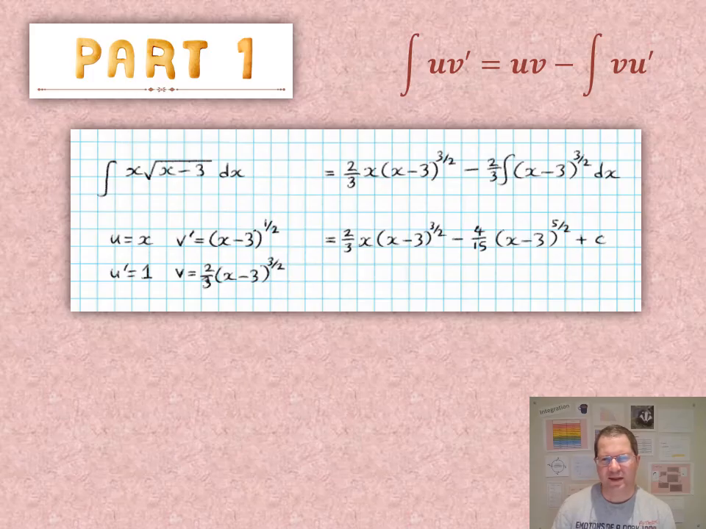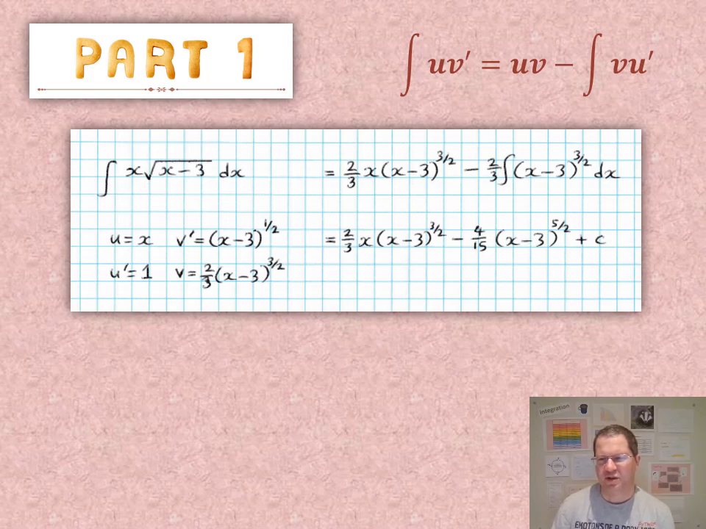Substituting into the formula, uv is x times 2/3 of x minus 3 to the power of 3 over 2, which we would normally write with the fraction at the front, the 2/3, then the x on its own, and then the x minus 3 to the power 3 over 2. Minus sign in the formula, and then the integral of vu dash, that's going to be 1 times 2/3 x minus 3 to the power 3 over 2. I've put the 2/3 out the front as a constant, so we still need to integrate x minus 3 to the power of 3 over 2.